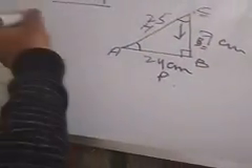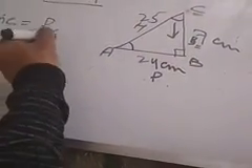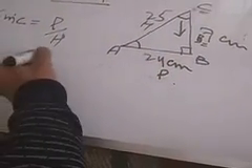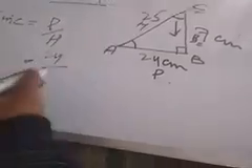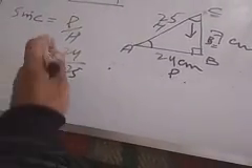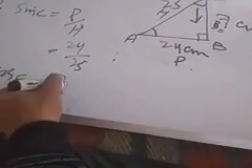So sin C equal to perpendicular by hypotenuse. Here the perpendicular is now 24, hypotenuse 25, so you will get 24 by 25. And cos C equal to base by hypotenuse. Base is 7, hypotenuse is 25. So in this way I have done question number 1.